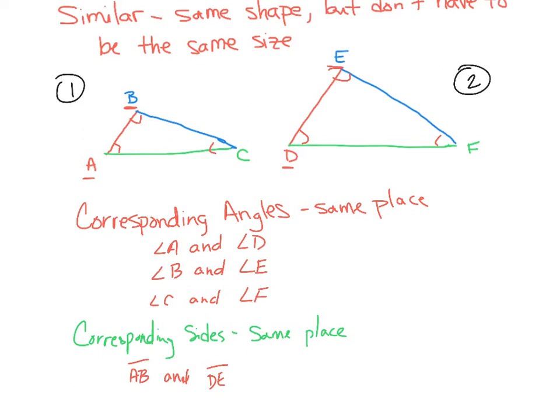And then if I'm looking at the blue line, if I start with the higher, I have to start with the higher letter here. And if I end with the lower, I have to end with the lower here. So I would do BC and EF. And then the green line, if I start with the left in triangle 1, I have to start with the left in triangle 2 and end with the right. So we get line CA and FD.